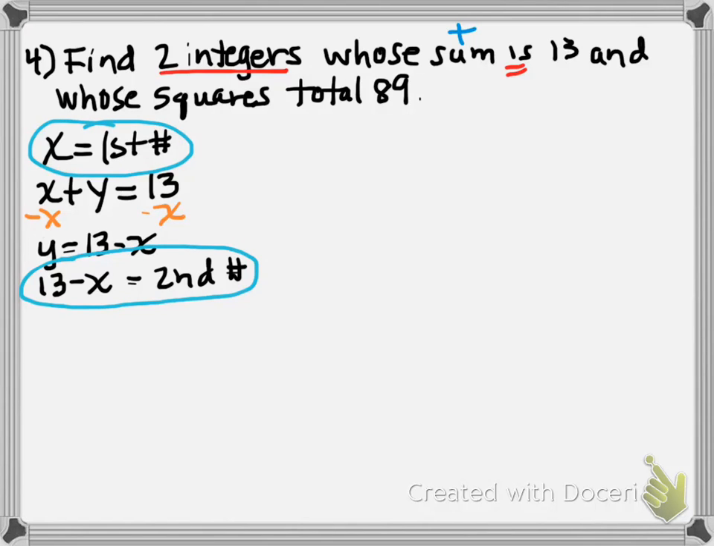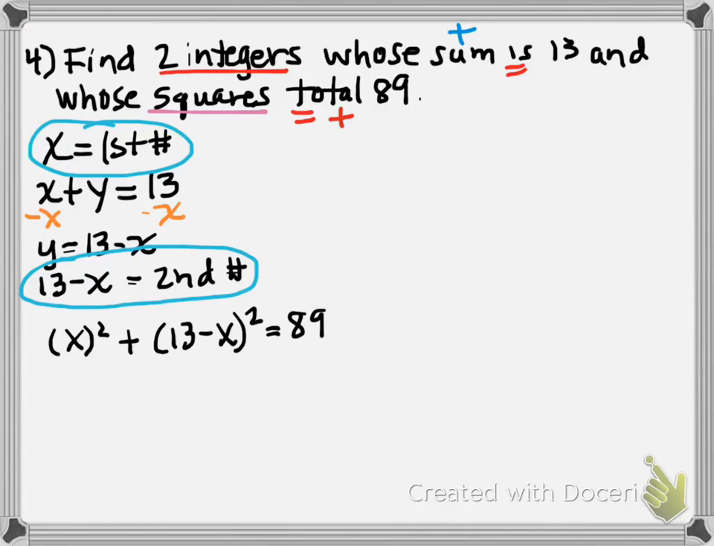So then the next part talks about their squares. And total is two things. Total means to equal, but total also means to add. So when I translate my equation, I get x squared plus the quantity 13 minus x squared equals 89.